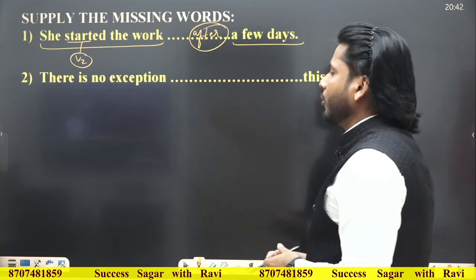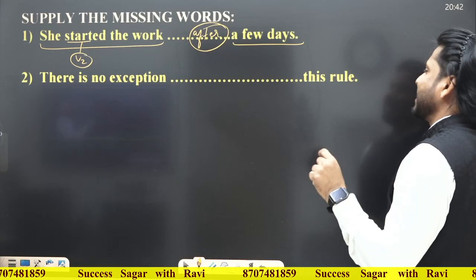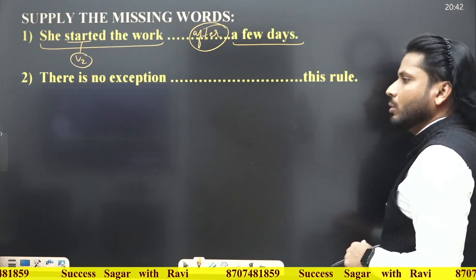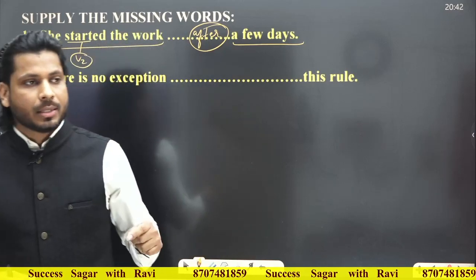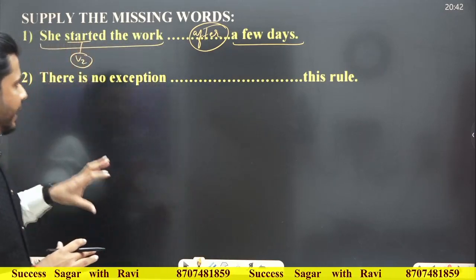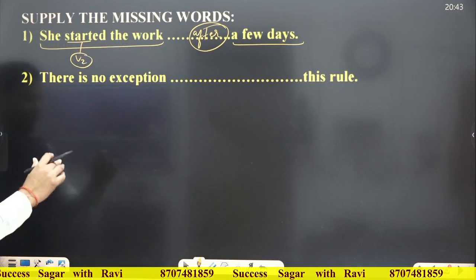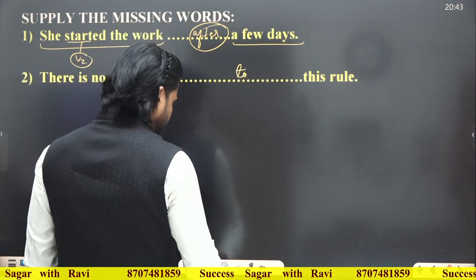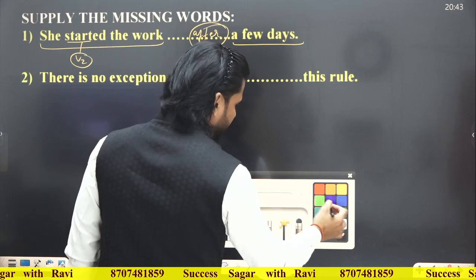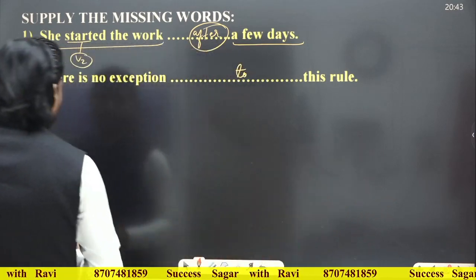Let's talk about example number 2. There is no exception blank this rule. So once again, as I told you, you have to use your common sense. To have a correct sentence, you'll have to use your common sense. But let me tell you, the correct preposition for the given sentence is to over here. I would like to explain this particular question in detail.